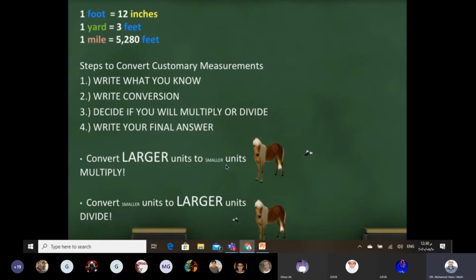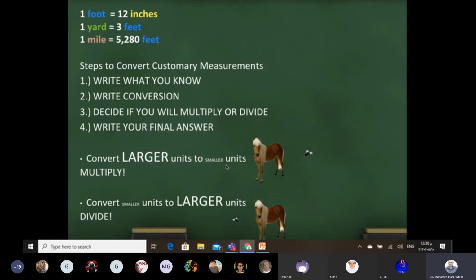Let's review. Common units of length. 1 foot is equal to 12 inches. 1 yard is equal to 3 feet. 1 mile is equal to 5,280 feet. The steps to convert customary measurements. Step 1, write what you know. Step 2, write the conversion. Step 3, decide if you will multiply or divide. And step 4, write your final answer.